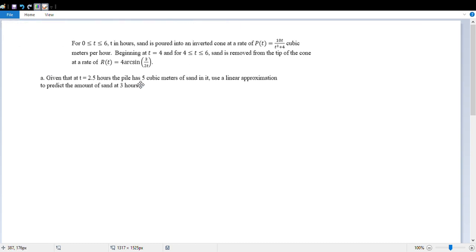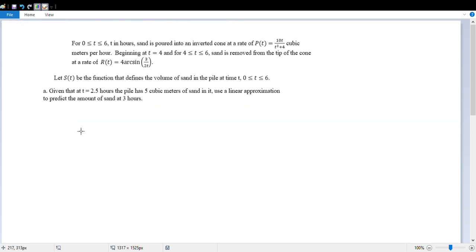All right, part A is telling us that given that at t equals 2.5 hours, the pile has 5 cubic meters of sand, use a linear approximation to predict the amount of sand at 3 hours. So a linear approximation is a really useful tool when we don't have the equation.